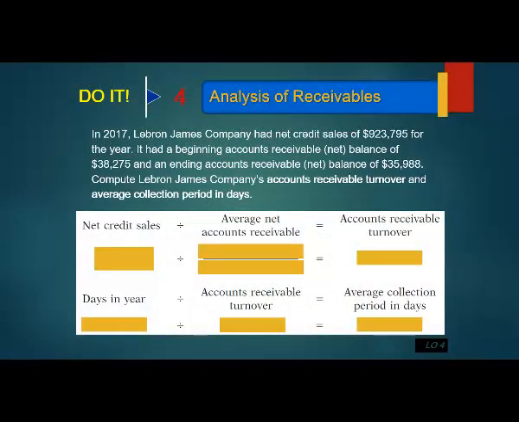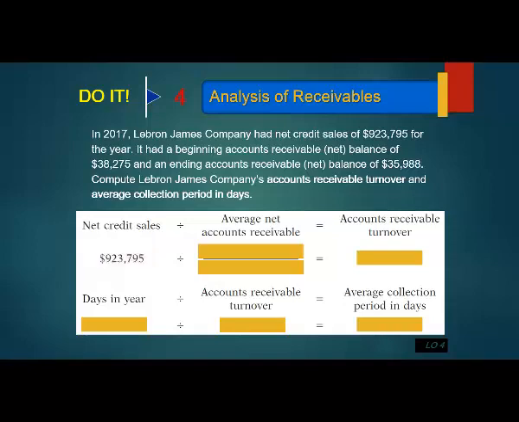All right, let's practice. The LeBron James Company had net credit sales of $923,795 for the year. Remember those are credit sales, we don't use cash sales for this calculation. It had a beginning accounts receivable balance of $38,275, ending accounts receivable balance of $35,988. And note that these are net balances, accounts receivable minus allowance for doubtful accounts.